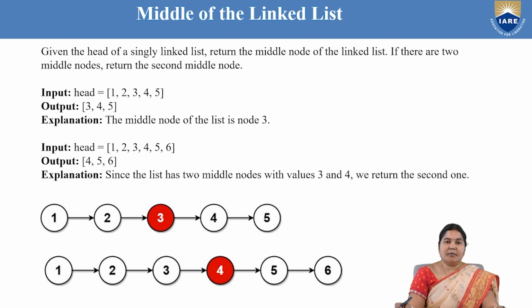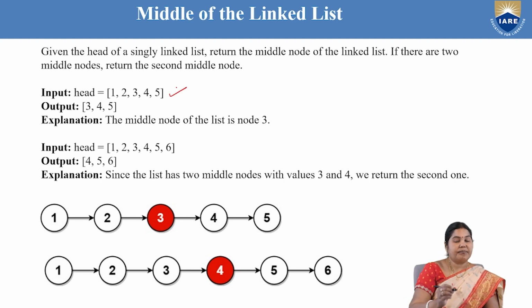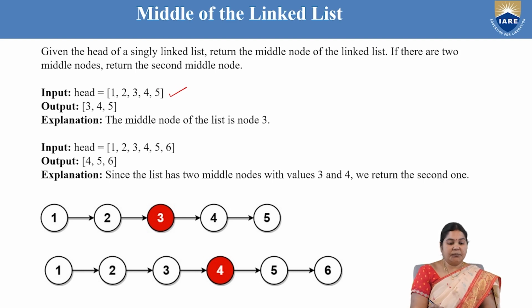The first problem that we are going to discuss is called middle of the linked list. Let us understand the question first. Given the head of the linked list, return the middle node of the linked list. If there are two middle nodes, return the second middle node. That means if you are given a linked list, head contains the address of the first node. Suppose there are 5 nodes in the linked list, that is, an odd number of nodes. Then there will be exactly one middle node.